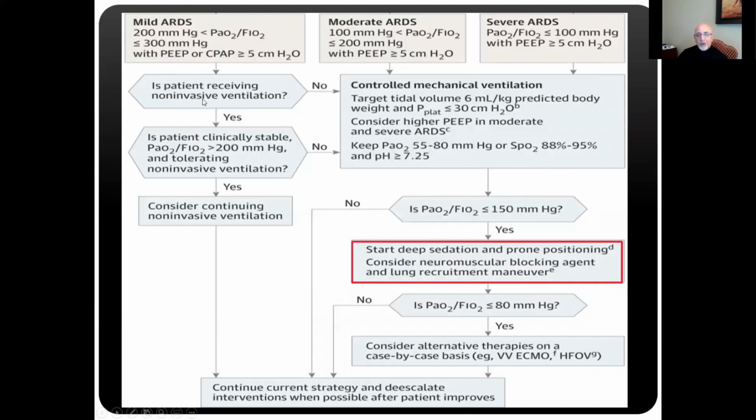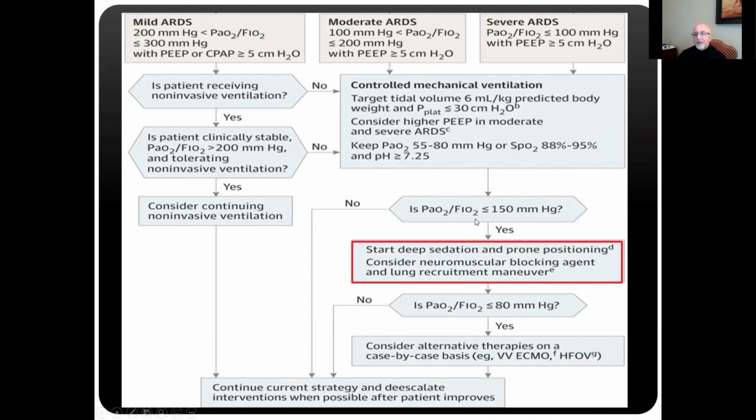In mild ARDS, we should initiate non-invasive ventilation. If the patient remains stable, one should continue non-invasive ventilation as long as the PF ratio is greater than 200. This does not apply to the coronavirus patient. In moderate ARDS and severe ARDS, one should implement controlled mechanical ventilation with 6 cc's per kilogram predicted body weight, maintain a plateau pressure again less than 30, consider high PEEP in moderate and severe ARDS, maintain O2 sats of 88 to 95% and a pH greater than 7.25.